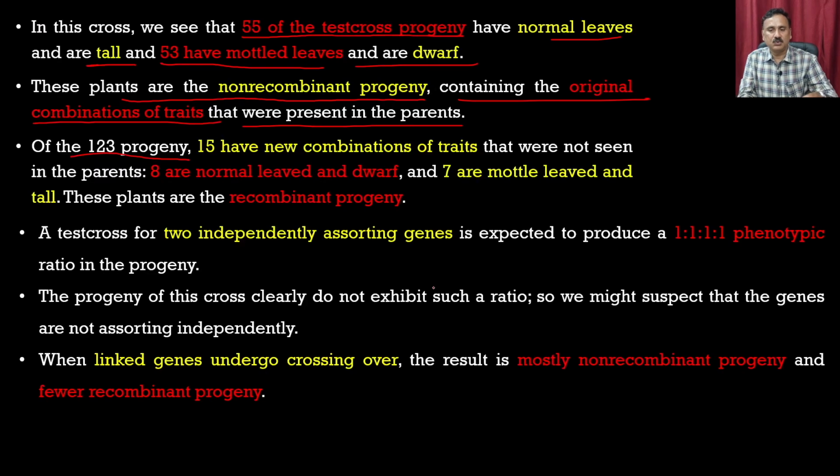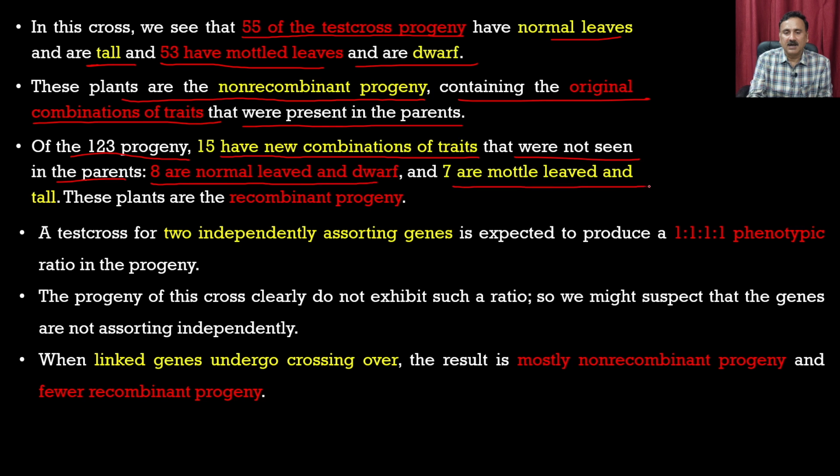So this is exactly what is shown here. Of the 123 progeny, 15 have new combinations that were not seen in the parents: 8 are normal leaf and dwarf, and 7 are mottled leaf and tall. So these plants are the recombinant progeny. Out of 123, only a very small portion shows the recombinations: only 15, where 8 are normal leaf and dwarf, whereas 7 are mottled leaves and tall.